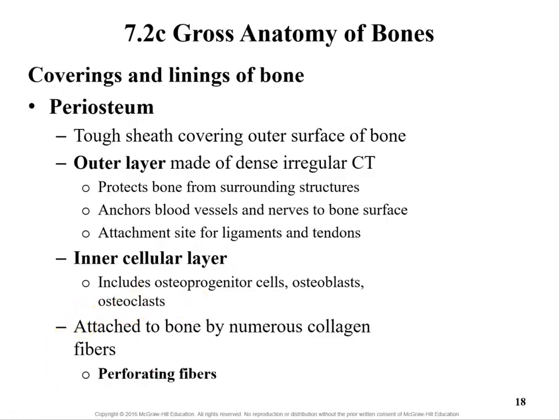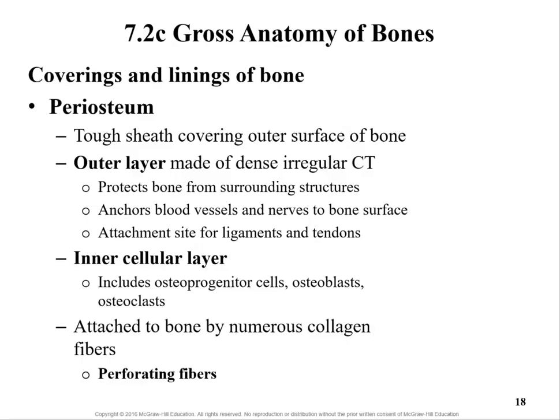Okay, next is the periosteum. This is going to be the sheath that covers the outer surface of the bone. And there's two layers to it. There's an outer layer that's made of dense, irregular connective tissue, and then there's an inner layer which is made up of cells. The outer layer functions to protect the bone. It also anchors blood vessels and nerves to the bone surface, and it serves as an attachment site for the ligaments and tendons. The inner layer is going to have osteoprogenitor cells, osteoblasts, and osteoclasts. And these guys are going to be involved in the building and remodeling of bone.